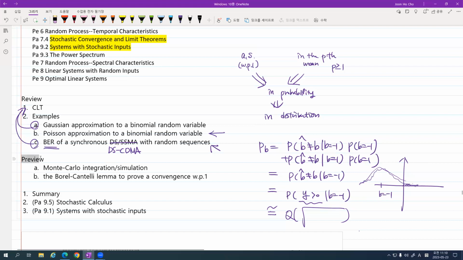Let's preview what you are going to do. So first, I'm going to talk about Monte Carlo integration and simulation very quickly, and then move to the Borel-Cantelli lemma, which I'm not going to prove, and I will just give you some examples where you use the Borel-Cantelli lemma to prove a convergence with probability 1, almost sure convergence.